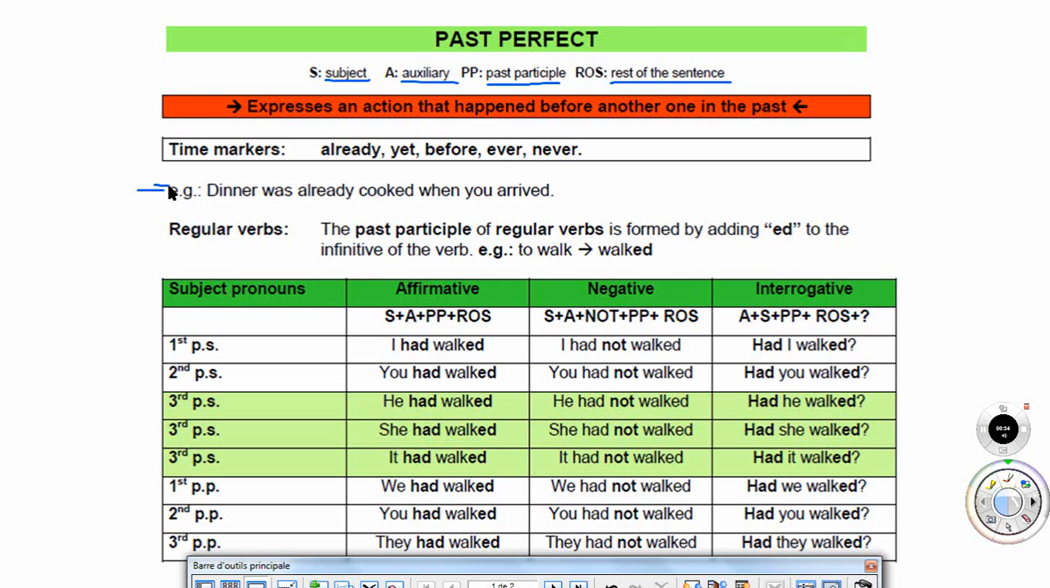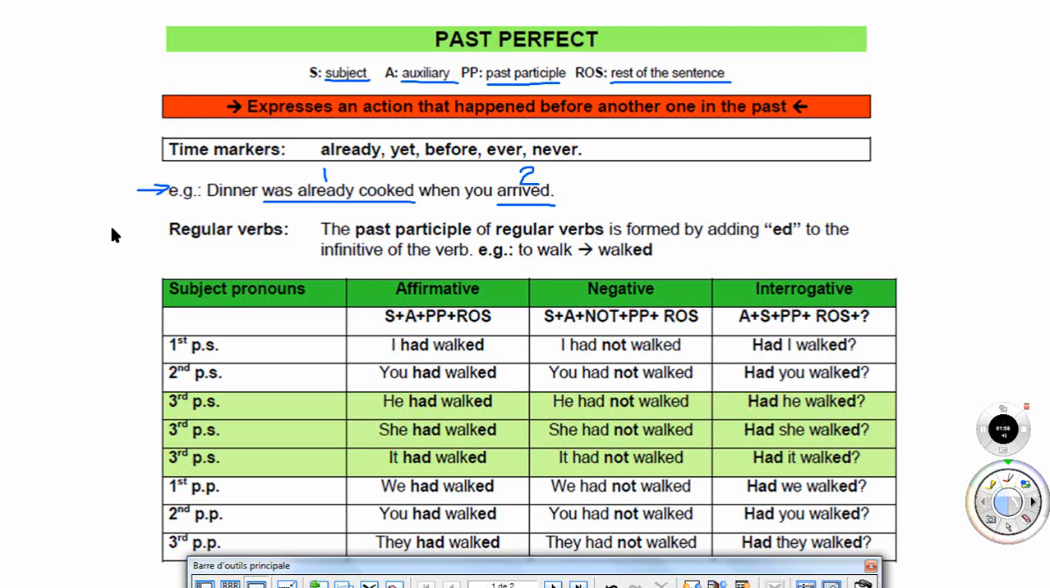Here we have an example. Dinner was already cooked when you arrived. We have two actions in the past. However, the action of cooking the dinner comes before the action of arriving. So when the person arrived, the dinner was on the table already cooked.